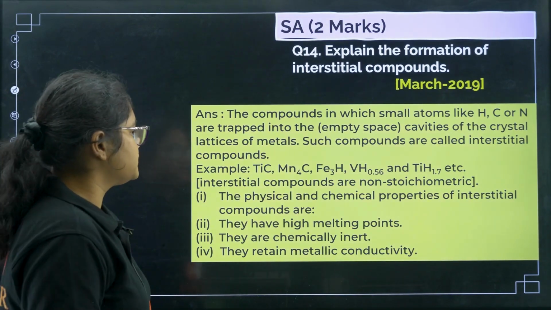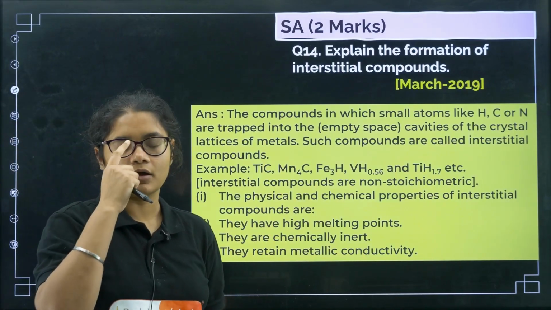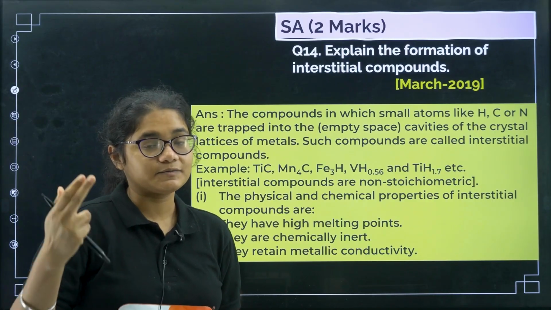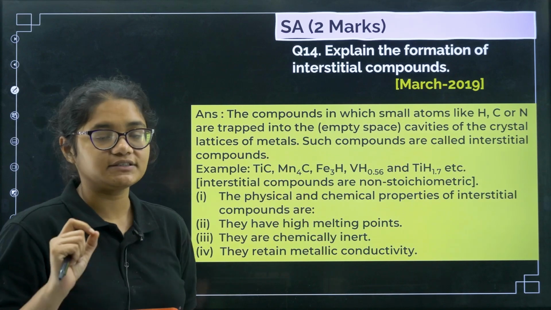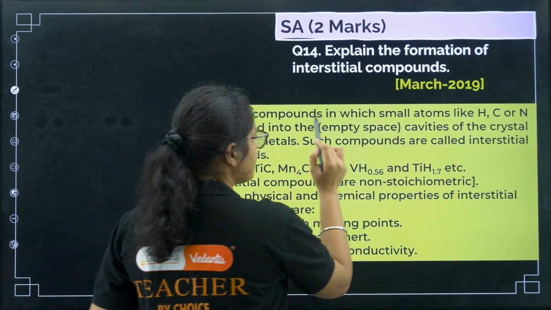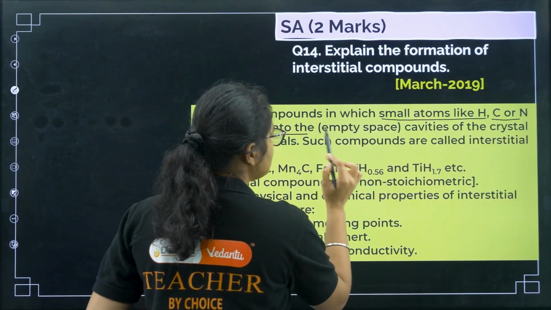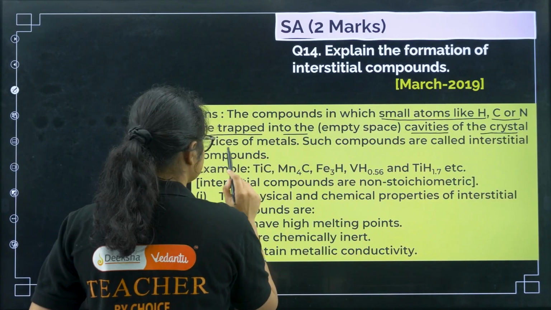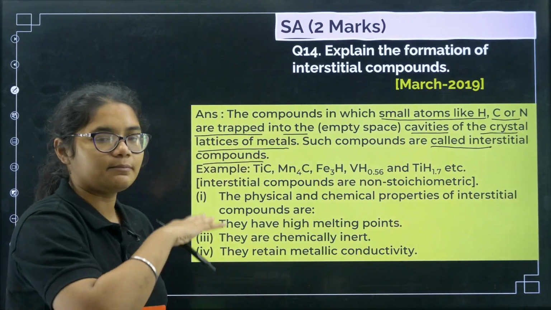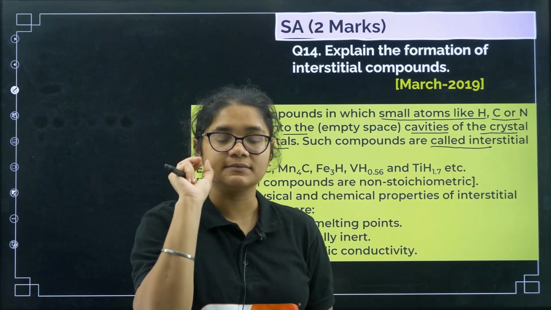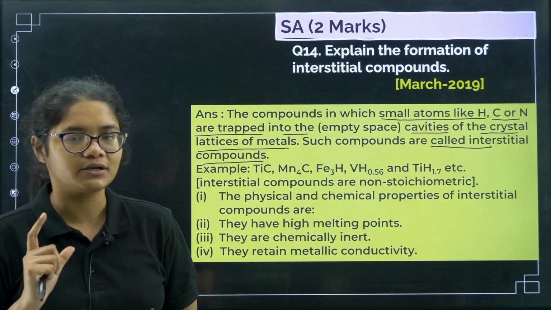So why do they form interstitial compounds? I have mixed all the answers here. The question can be like: what are interstitial compounds? Explain the properties of interstitial compounds. Whatever is asked, you need to answer this. Interstitial compounds are compounds in which small atoms like hydrogen, carbon or nitrogen are trapped in the cavities of the crystal lattices of metals. There are big lattices, and in some small gaps, small atoms go and occupy those places. That is called interstitial compounds.